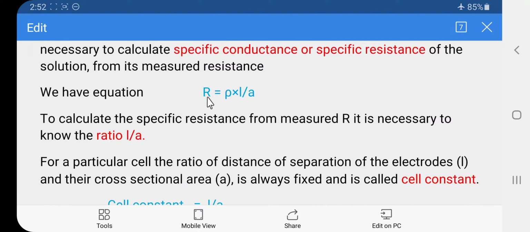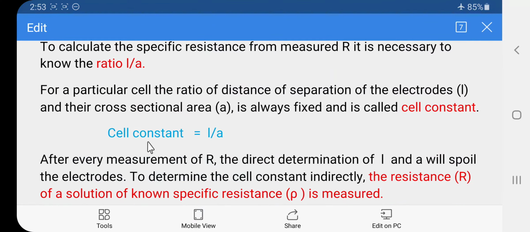Directly we can substitute the value of the R here, and from the R, if we have to calculate the rho, we should know the L and A. So here the ratio L and A. How to calculate the ratio L and A? For a particular cell, the ratio of the distance of separation of the electrodes L and their cross sectional area A is always fixed, and it is called the cell constant. So the cell constant is equal to L upon A.